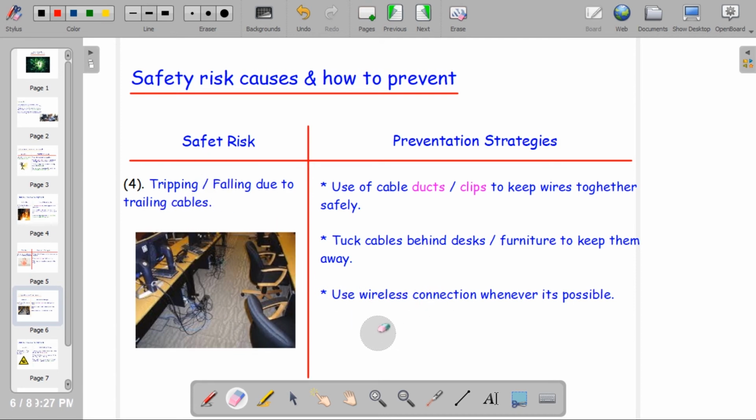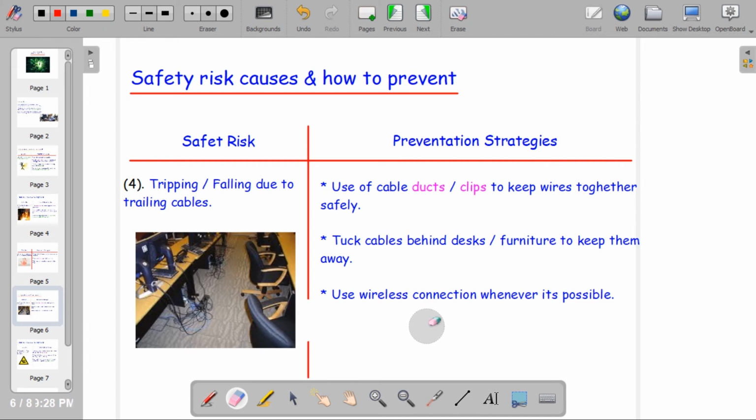Number 2, always try to use the furniture that you have at home or even the desks that you see in the picture to hide all these cables behind. So tuck all the cables together and hide them using the furniture, and keep them away from the walkway that you see in front of you here. This is an area of walking. It's very wrong to have cables in here. So this is tip number 2 as a prevention strategy of safety risk number 4.